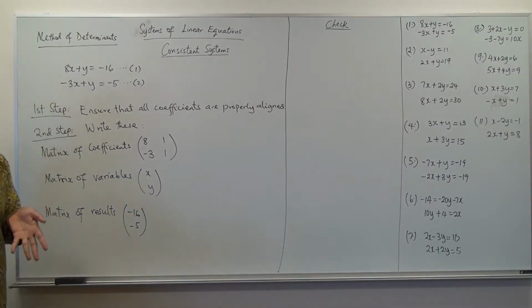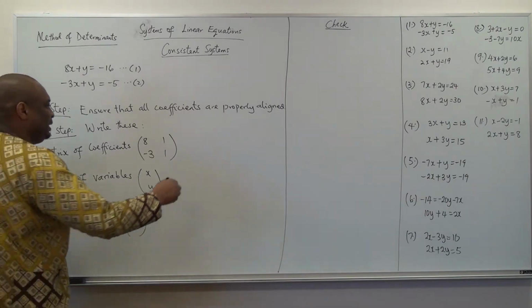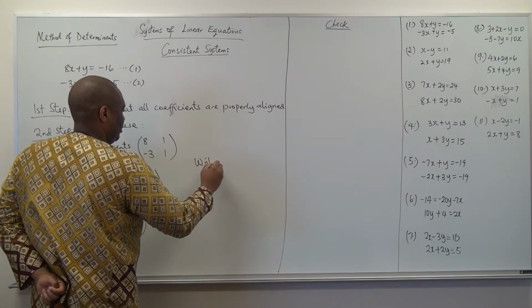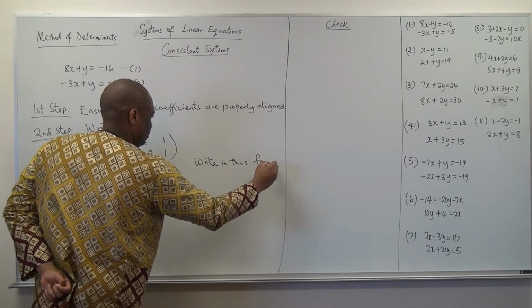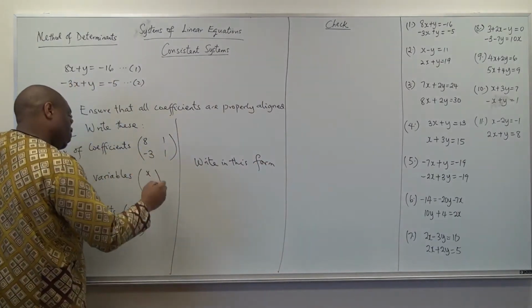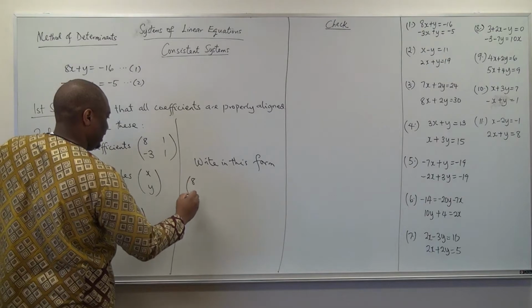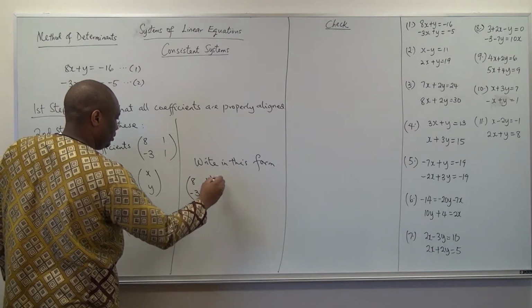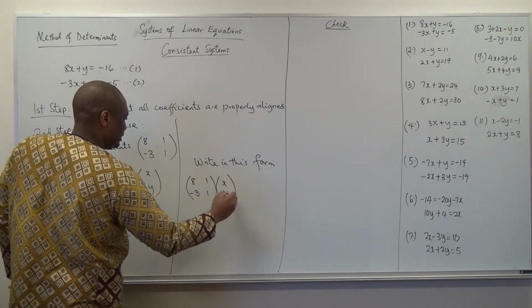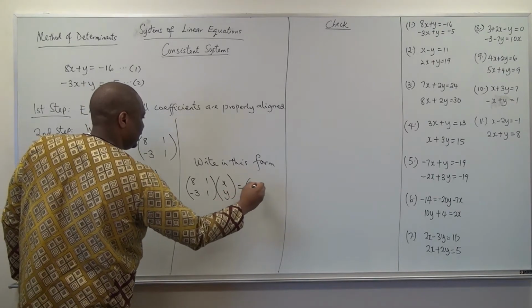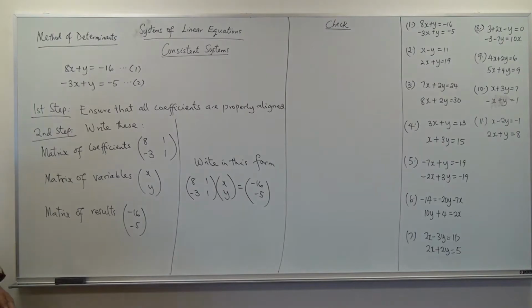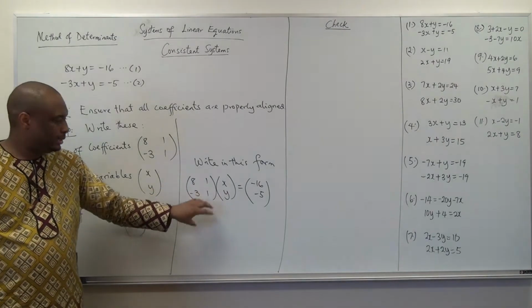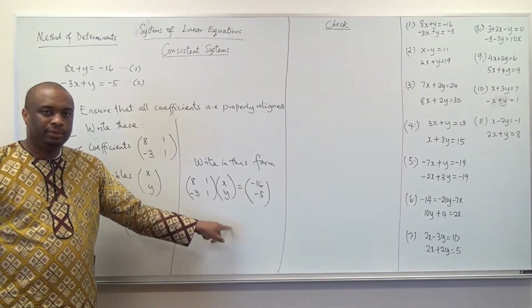So we now express it in this form. We now have 8, -3, 1, 1 times x, y will give us -16, -5. You now have to express it in this form when you get it. Now this is a 2 by 2 matrix, and this is a 2 by 1 matrix.